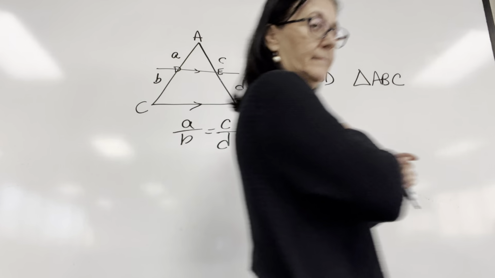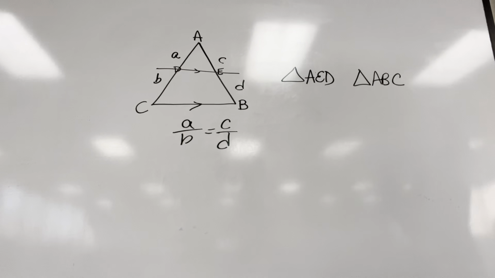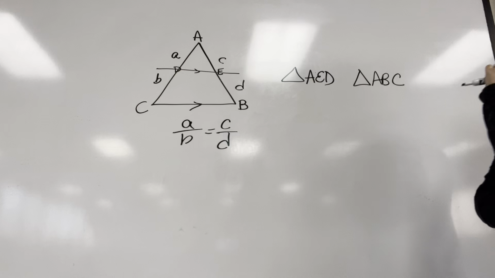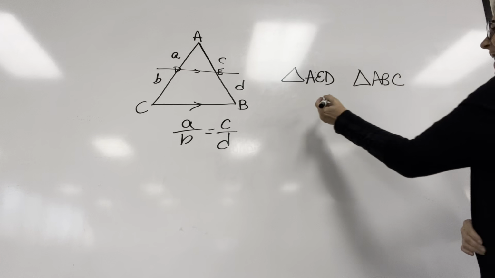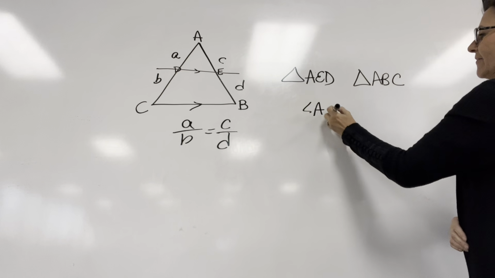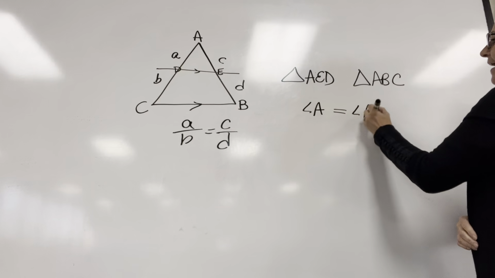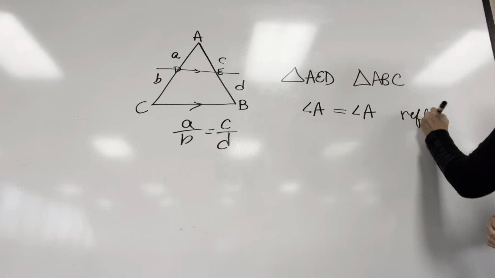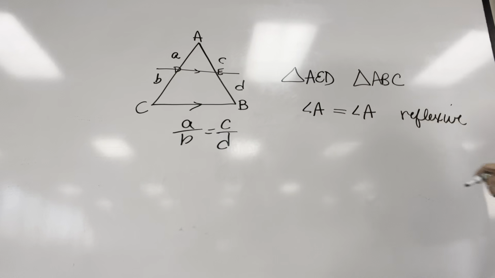David? Their angles? Which angles? All of them. Okay, how do you know? Give me one angle and how you know it's absolutely equal. Well, angle A has to equal angle A. That's correct. Angle A has to equal angle A because that is reflexive.